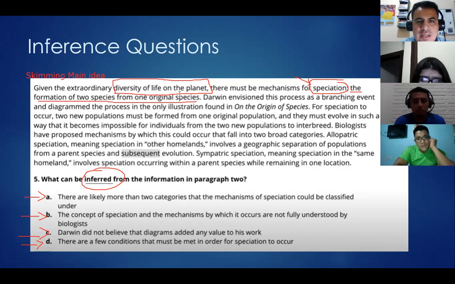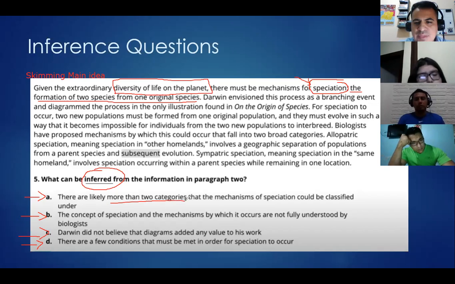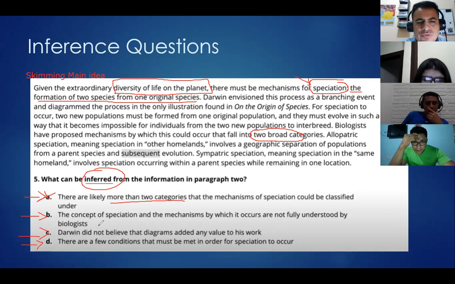So let's look at the options, right? Number one, there are likely more than two categories of the mechanism of speciation could be classified under. ¿Habló más de dos? No, it was only talking about two. Two, yes, two correct. Species. Aquí dice, two. So, A, nah. The concept of speciation and the mechanisms by which it occurs are not fully understood by biologists. B, pero según yo, veo que sí pueden definir bien. Es decir, está bien explicado. Yeah, they could understand. So they could understand, right?